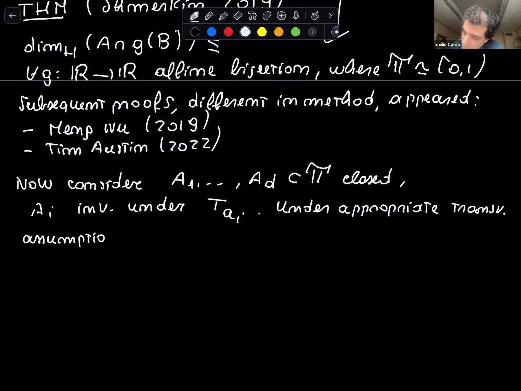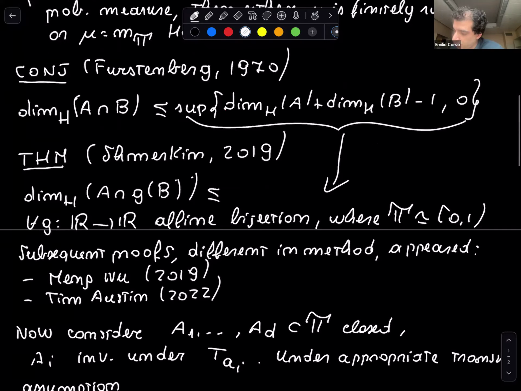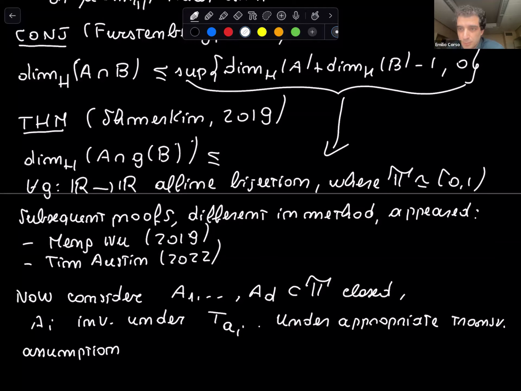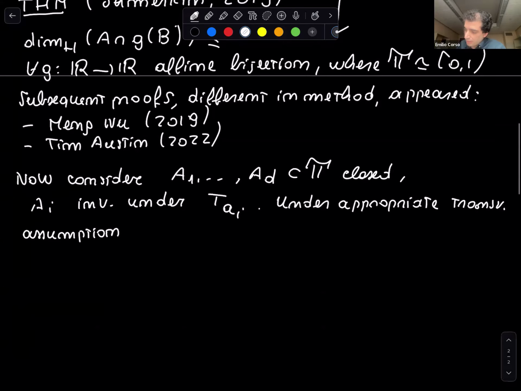By the way, let me just mention, going back to the intersection conjecture and to Shmerkin's theorem, that in general, one can only hope to attain an upper bound. Equality may fail simply because you can find A and B disjoint rather easily. But in this type of problem, it's only the upper bound that is really relevant. It can be a strict inequality, but what is really relevant is the upper bound.